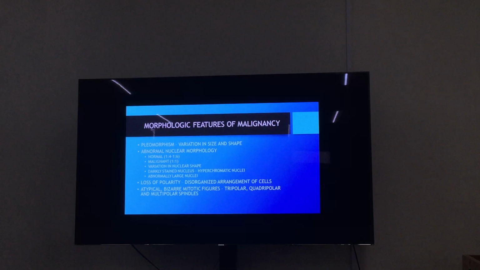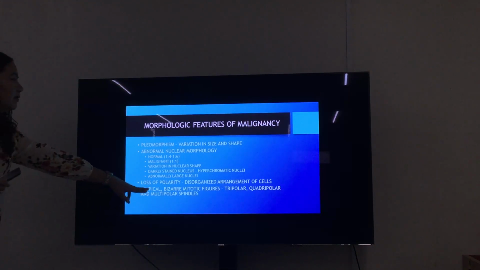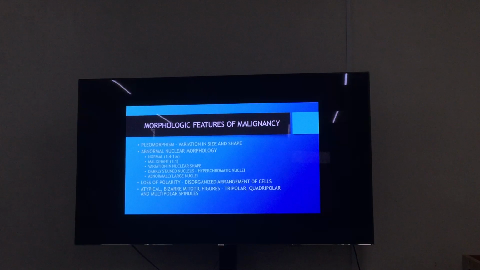Okay, so for example, sa adenocarcinoma, okay, usually, yung arrangement hanggang sa mucosal layer lang siya. So, pag may malignancy, there is disorganized arrangement of the cells. Even, makikita mo na sa submucosa, may mga glands na. Okay? So, next is atypical, bizarre mitotic figures. You can see tripolar, quadripolar, and multipolar spindles. So, yun yung mga features of malignancy.